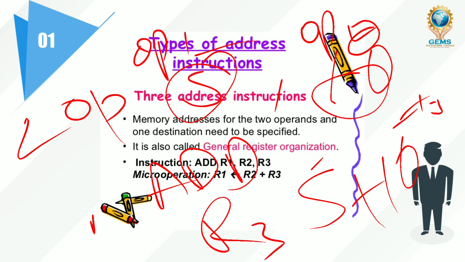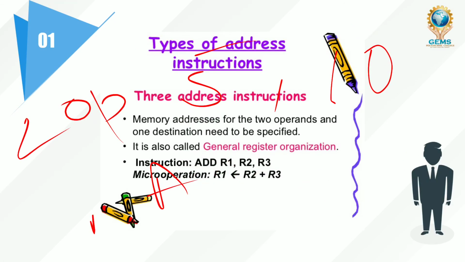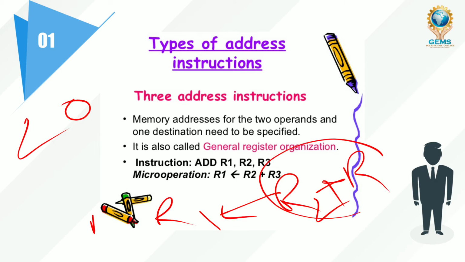In register 3. And what is this? This is R1, R2, R3. What is going on? R1 gets R2 plus R3. So both are added, and the result will go to register 1.